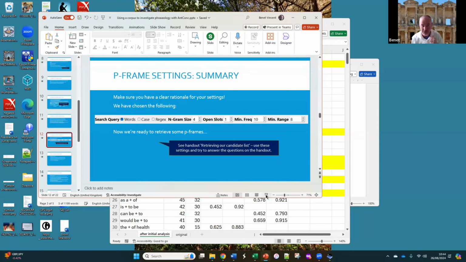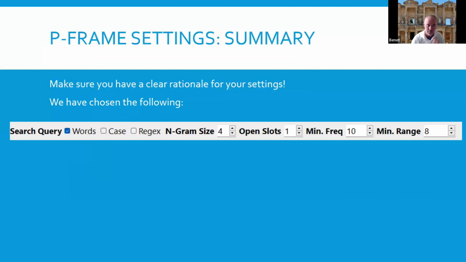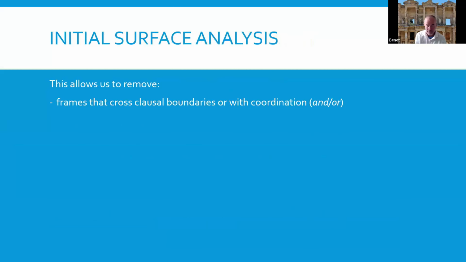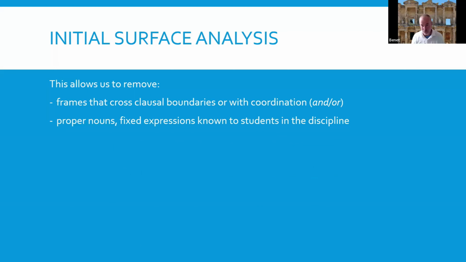Our initial surface analysis will allow us to remove the ones with "and". These are frames that cross clausal boundaries or have coordination. They're much less likely to be useful. It's just in the nature of what they are. The other thing you might want to remove at this point are proper nouns. If you've got the United States, America, pretty much everyone knows this. It's not really going to be very useful. It's a proper noun too. So often people just remove them.